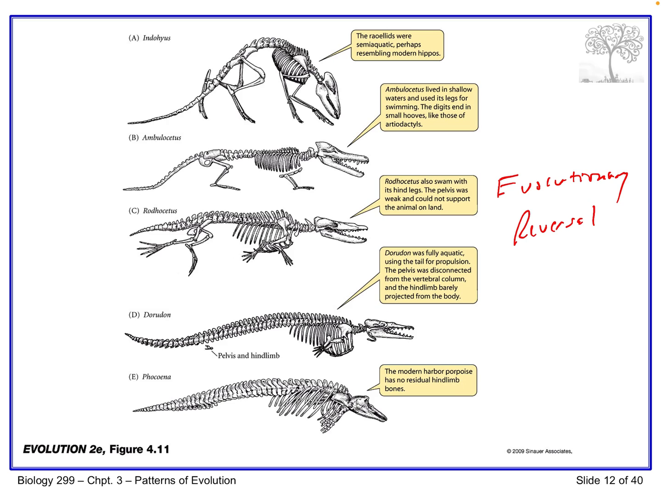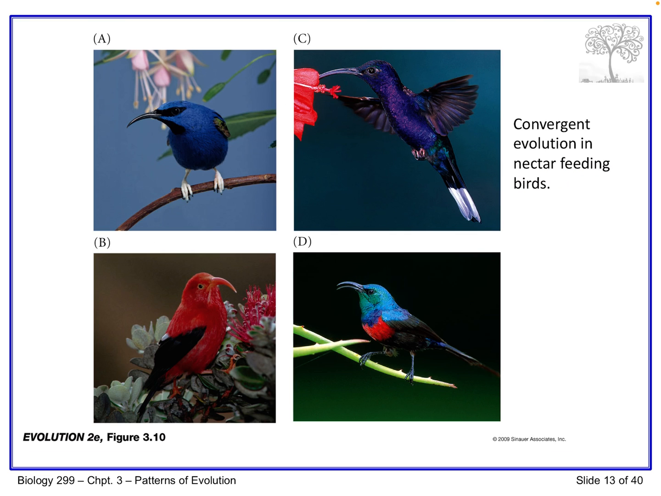All right, so another example of this, of species evolving the same basic solutions to common problems in their environments that might be widely separated by distance. Another good example of that is convergent evolution in nectar-feeding birds.